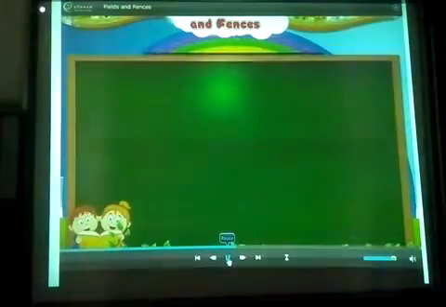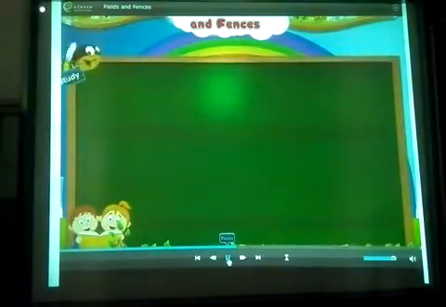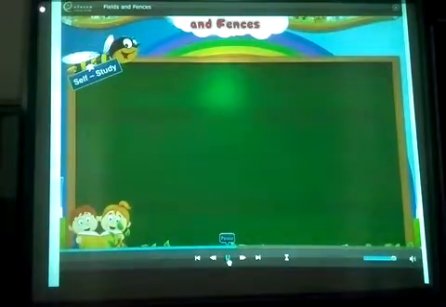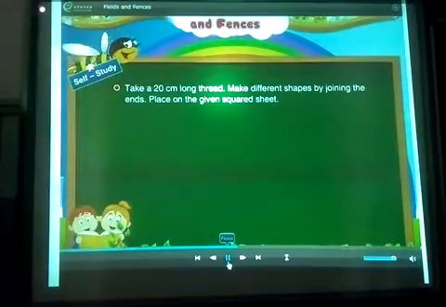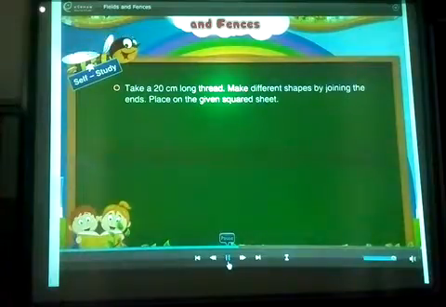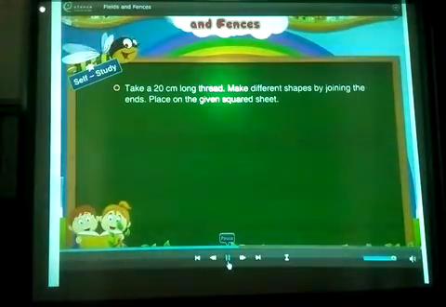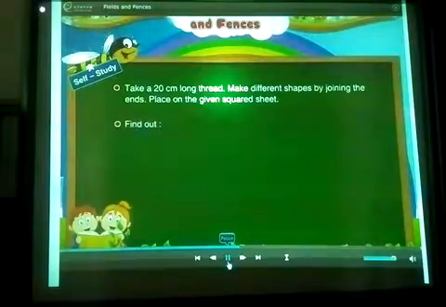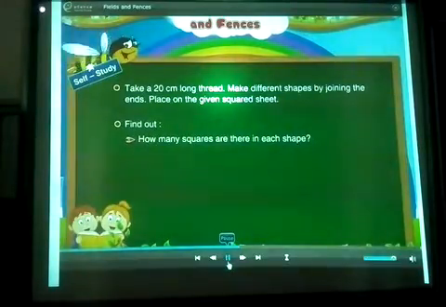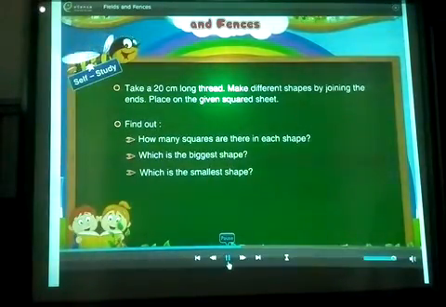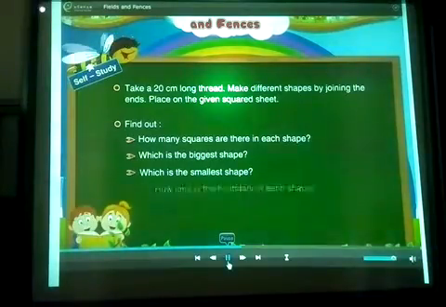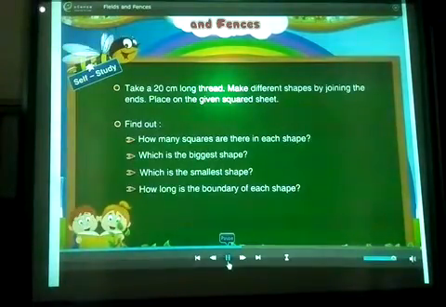Self-study. Take a 20 centimeter long thread. Make different shapes by joining the ends. Place them on the given squared sheet. Find out how many squares are there in each shape. Which is the biggest shape? Which is the smallest shape? How long is the boundary of each shape?